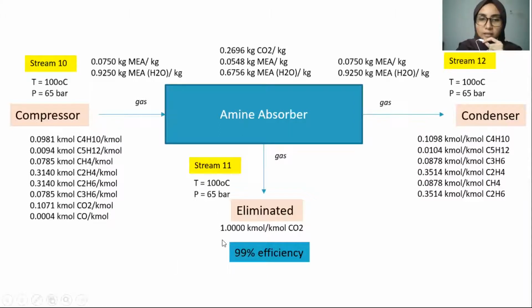The amine absorber has a 99% efficiency. So we assume the amine will absorb all of the carbon dioxide and release it in the stream, and there will be no carbon dioxide in the product stream itself. We're using the MEA, which is the amine, as our absorbent to absorb all the carbon dioxide. And these are the properties when it absorbs, and these are the properties when it releases the carbon dioxide in stream 11. So stream 12 will connect to the condenser.